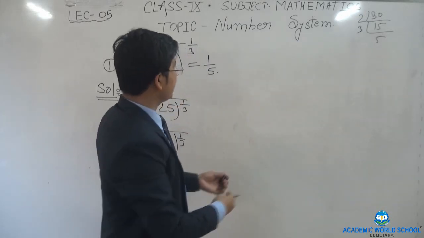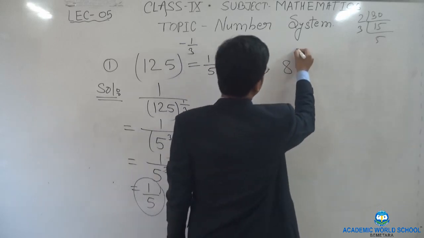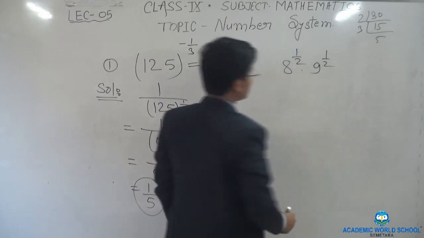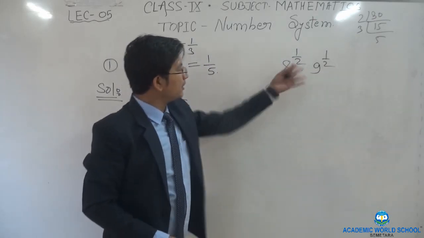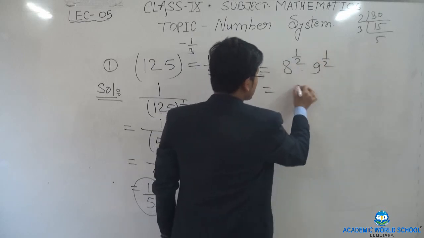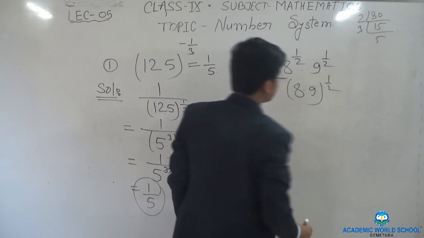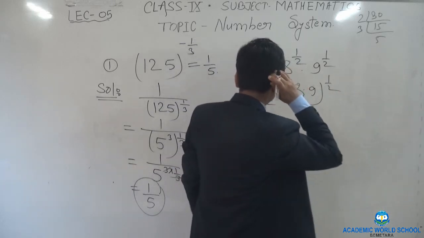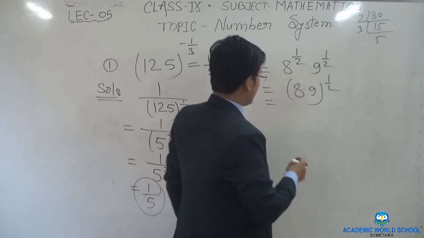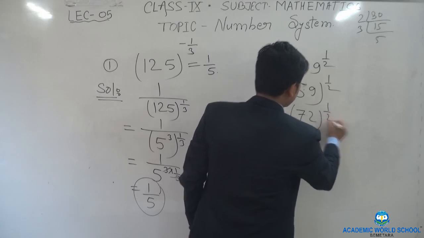Now I will be writing 8 to the power 1 upon 2 and 9 to the power 1 upon 2. Both powers are the same, so I can write 8 into 9, and I can write it like this. So 9 into 8, that is 72, 72 to the power 1 upon 2.